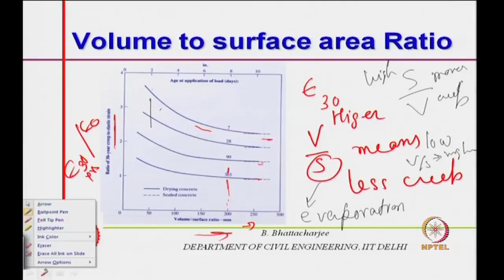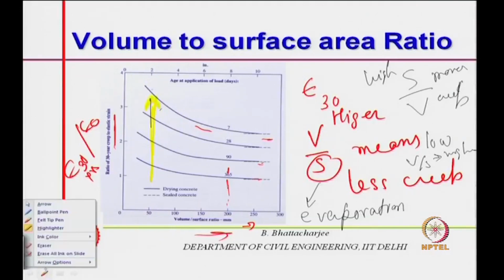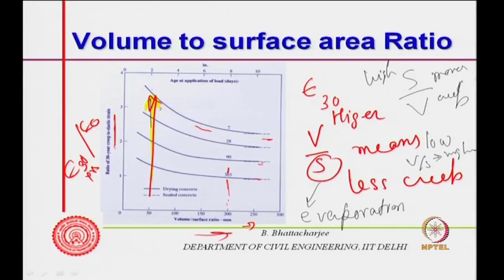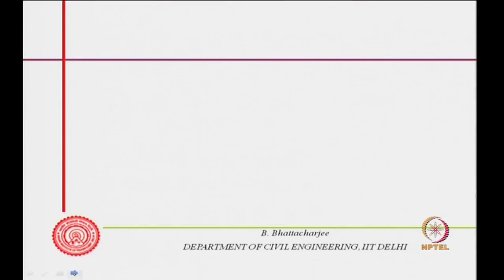So, you see that at lower V by S you get higher creep, and this reduces. Because of the evaporation losses, the water movement gets restricted, and therefore loss of water reduces with V by S ratio, hence lower creep. So, this is the explanation for V by S. Now, what about temperature?